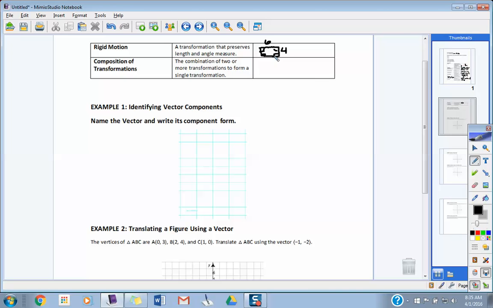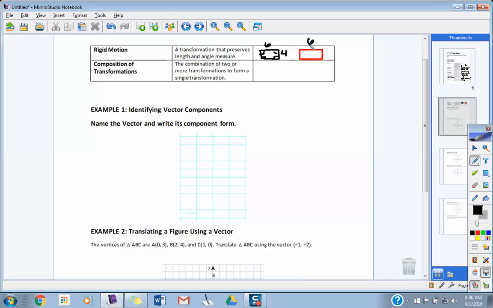So if I slid this over to the right and made a rectangle like this over here, if that was a rigid motion, what would this top length have to be? 6. What would this width have to be? 4. That's considered a rigid motion because the angles aren't changing and the lengths aren't changing. Okay?